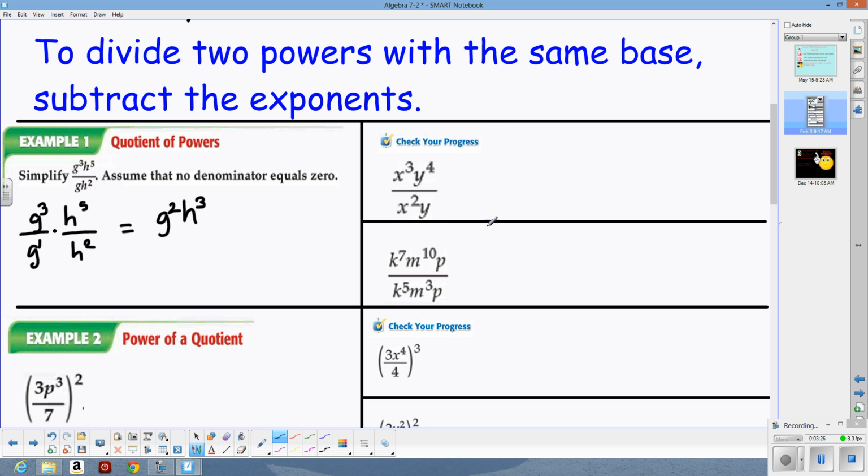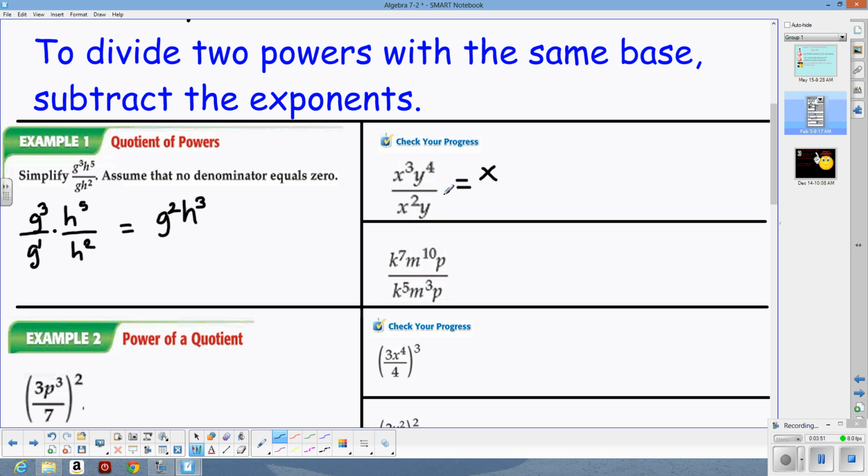You may want to pause the video and try the next couple on your own. All right, if we look at the x's, we have 3 x's on the top being multiplied together and 2 on the bottom. So we can cross out 2 on the bottom with 2 on the top, which leaves us just 1 on the top. Or you would do 3 minus 2, which is 1, and we don't need to put the 1 there. We can just write x.